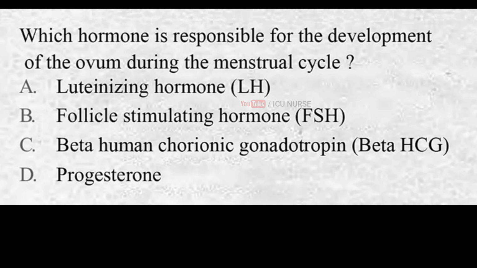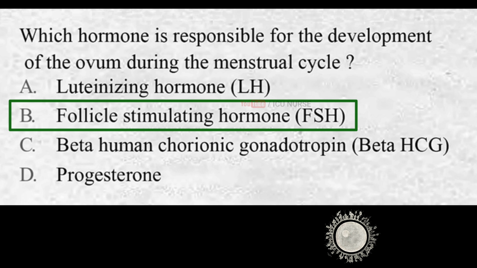Which hormone is responsible for the development of the ovum during the menstrual cycle? A. Luteinizing hormone, B. Follicle stimulating hormone, C. Beta human chorionic gonadotrophin, D. Progesterone. And the correct answer is B. Follicle stimulating hormone. Follicle stimulating hormone secreted into the bloodstream by the pituitary causes ovum growth.